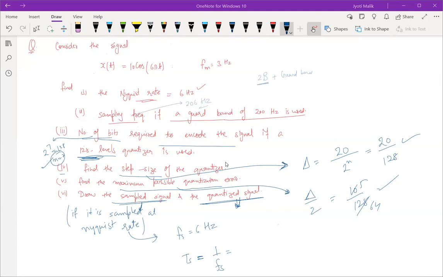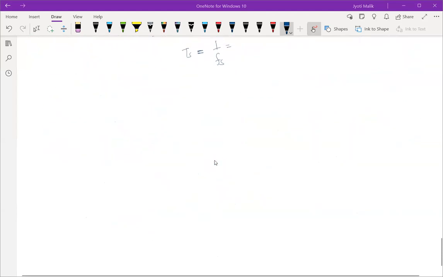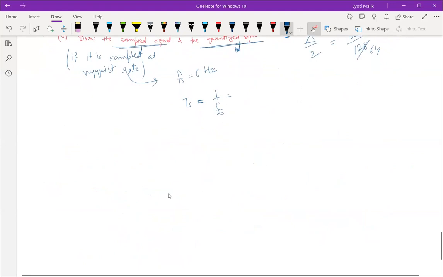So how to draw a perfect one? Can you demonstrate? Yes. If you want to draw the cos function, first, it has the frequency of 3 Hertz. That means it has the time period of 1 by 3, which is 0.33 seconds.